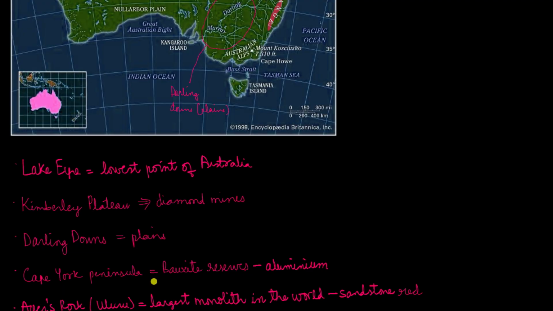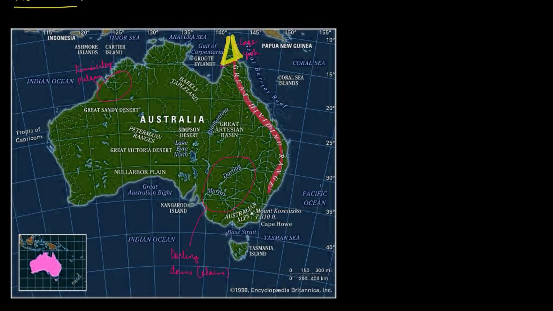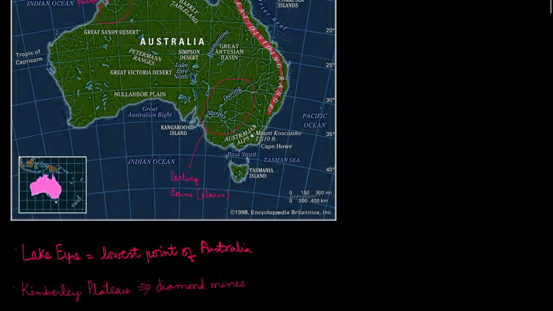The Cape York Peninsula is famous for the bauxite reserves. Bauxite reserves basically lead us to aluminium. Aluminium is found in these bauxite reserves. This Cape York Peninsula is surrounded on three sides by water bodies. First is the Gulf of Carpentaria, then the Coral Sea, and towards the top also there is the Timor Sea.